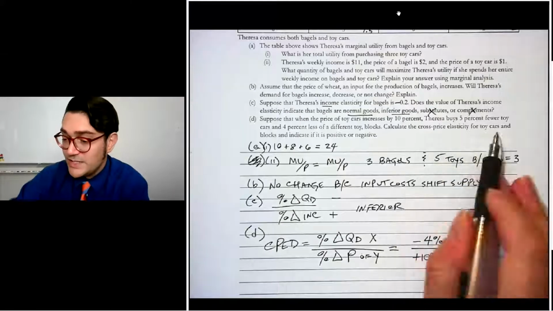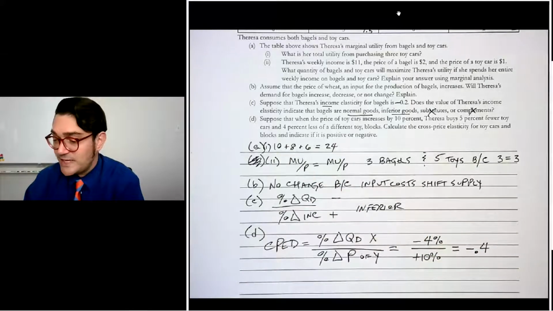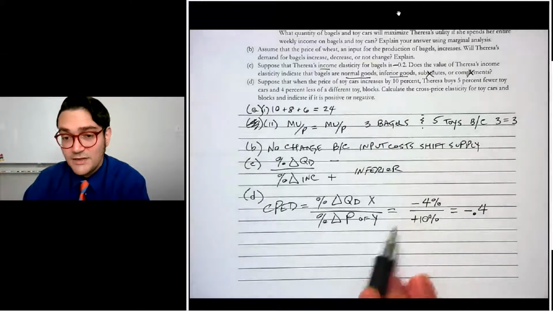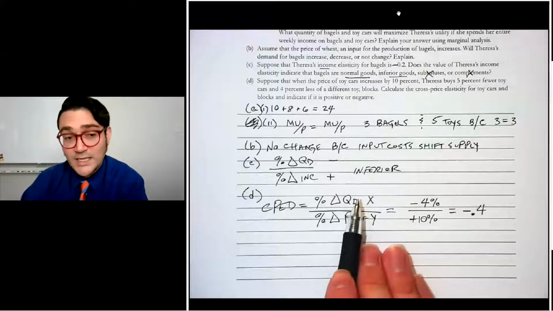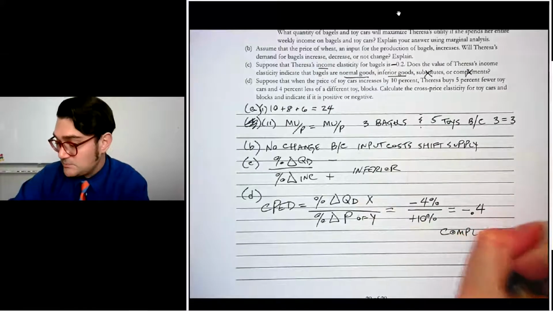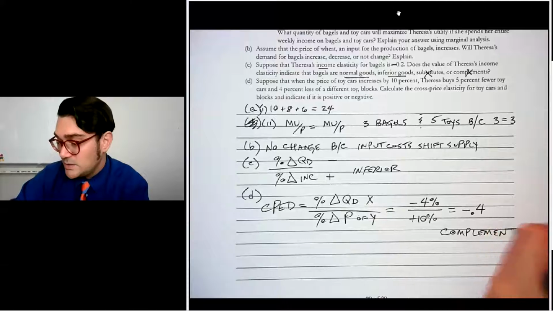So we have calculated, and we've indicated if it's positive or negative. What about on a test? What does that information tell us? Well, if the price goes up of one and you buy less of the other, then that means they are complements. Right. Hopefully this helps you.